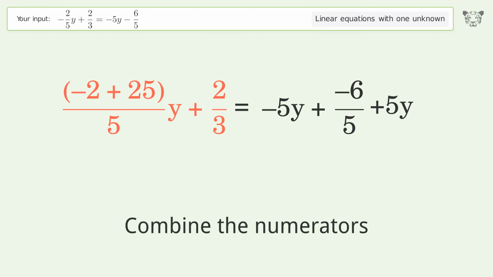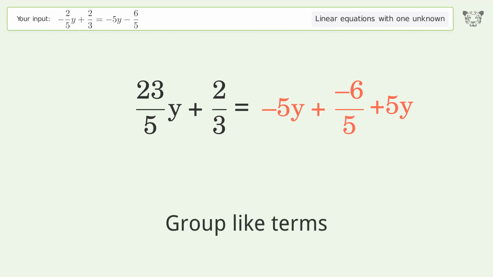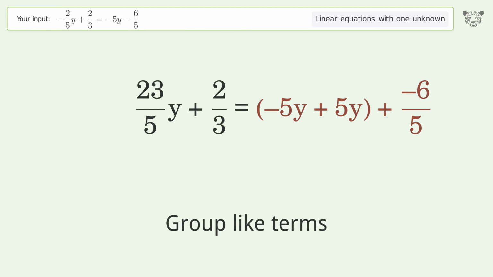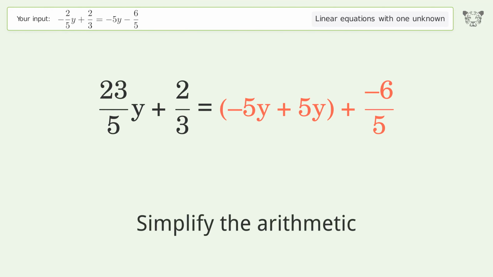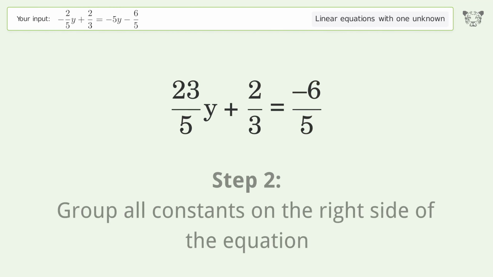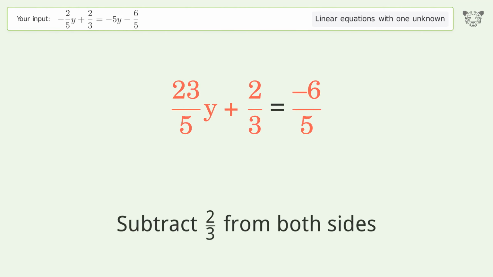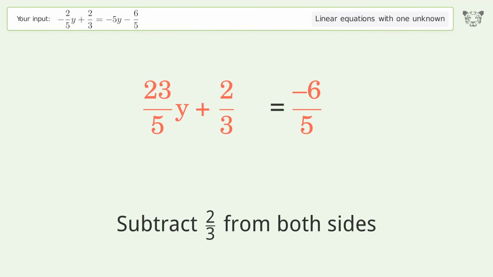Combine the numerators. Group like terms. Simplify the arithmetic. Group all constants on the right side of the equation. Subtract 2/3 from both sides.